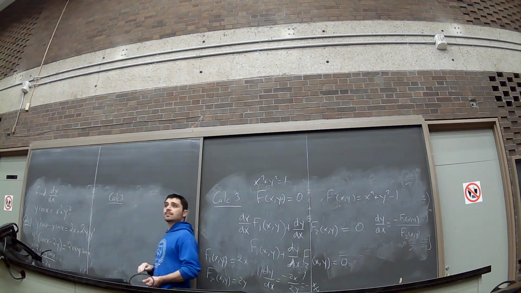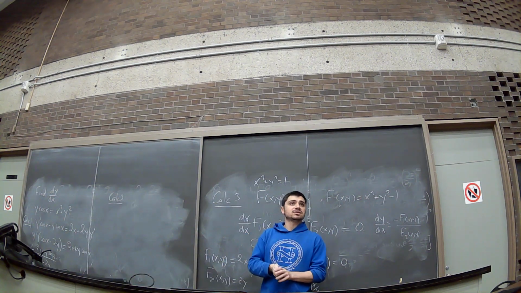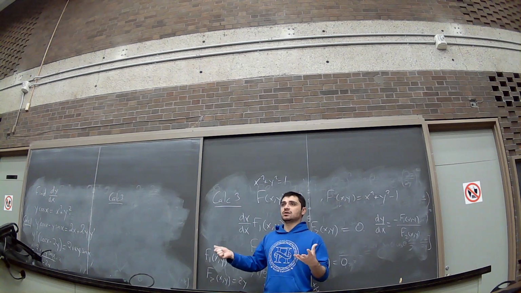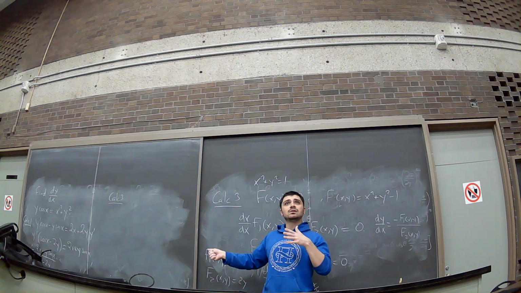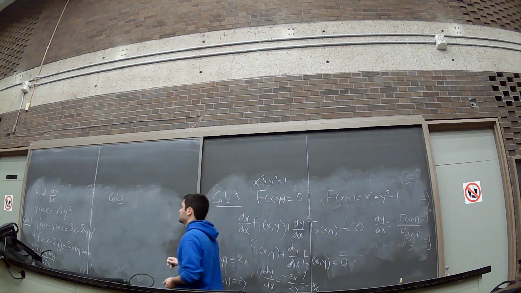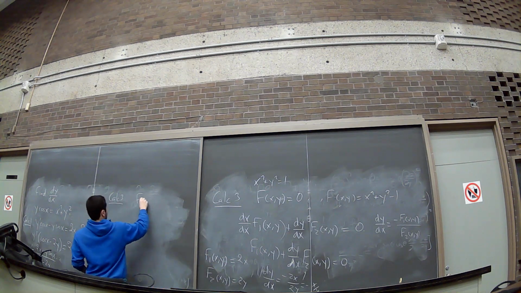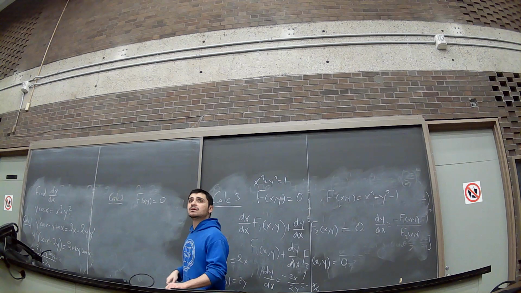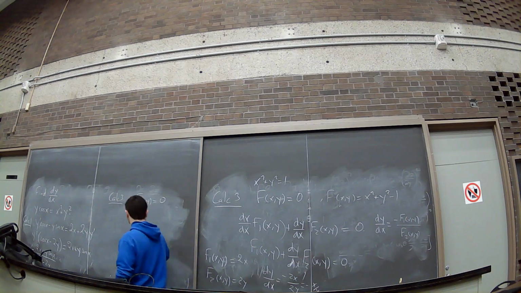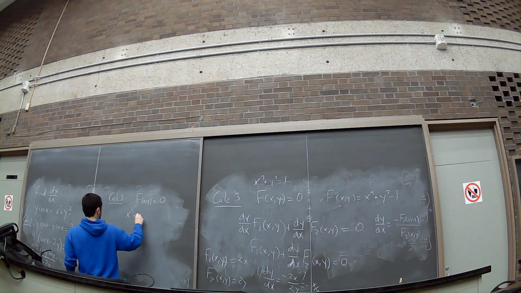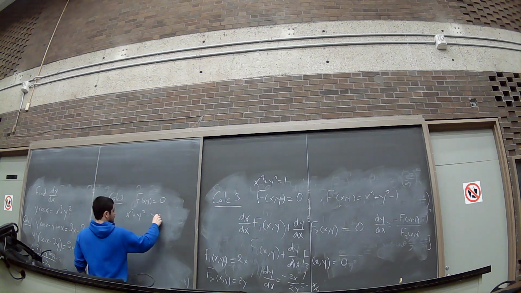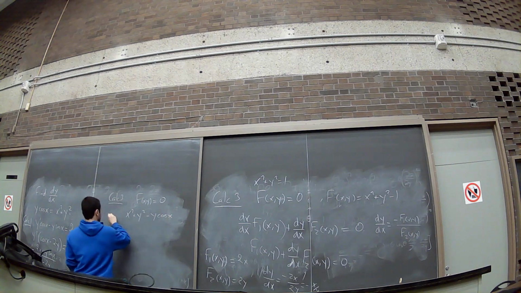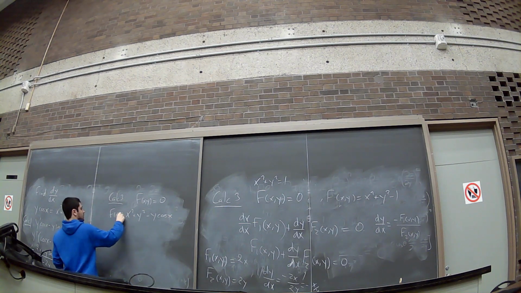Now in Calc 3, let's do it the Calc 3 way. How do we do this? How do I start by writing this? What's one way? By putting all the terms on one side. So I can write it as f(x,y) is equal to 0. What is f(x,y)? Sure. X squared plus y squared minus y cos x is equal to, this is f(x,y).